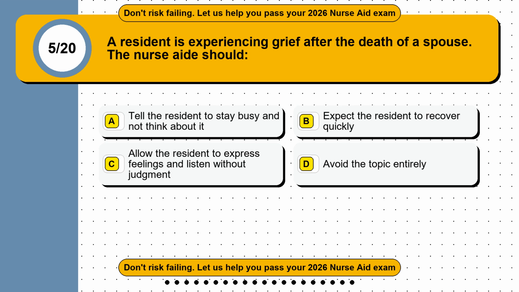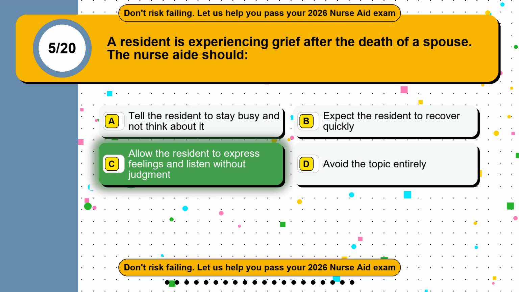Question 5. A resident is experiencing grief after the death of a spouse. The nurse aide should: Option A. Tell the resident to stay busy and not think about it. Option B. Expect the resident to recover quickly. Option C. Allow the resident to express feelings and listen without judgment. Option D. Avoid the topic entirely. The correct answer is option C. Allow the resident to express feelings and listen without judgment.